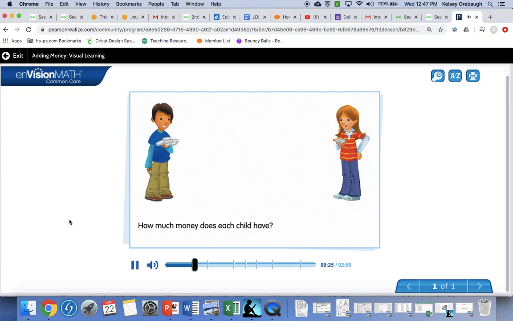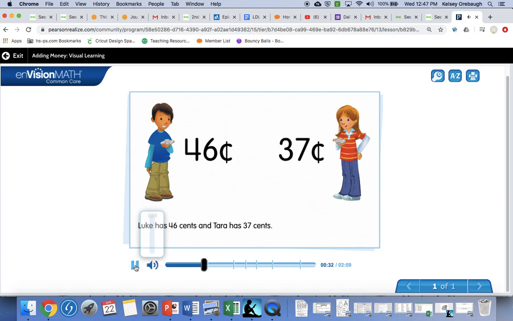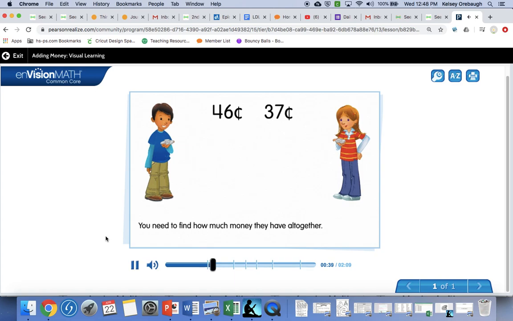How much money does each child have? Luke has 46 cents, and Tara has 37 cents. Remember, this is our cent symbol. When we write amounts of money that are just cents, we put the cent symbol after the amount. 46 cents, 37 cents. What do you need to find? We need to find how much money they have altogether. We are going to add these 2 amounts together to come up with the whole. You need to find how much money they have altogether.